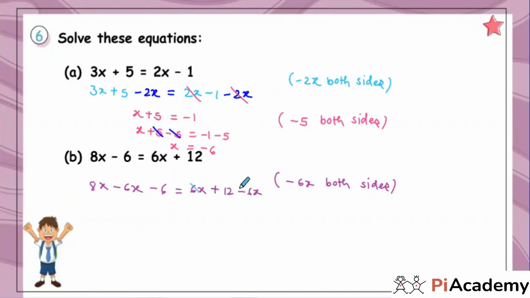-6x. So +6x and -6x will get cancelled, right? And here 8x minus 6x, that is how much? That is just the 2x, okay? So 2x minus 6 equals 12. Now what will be the next step, Arush?